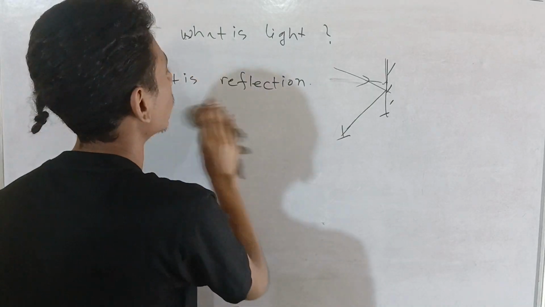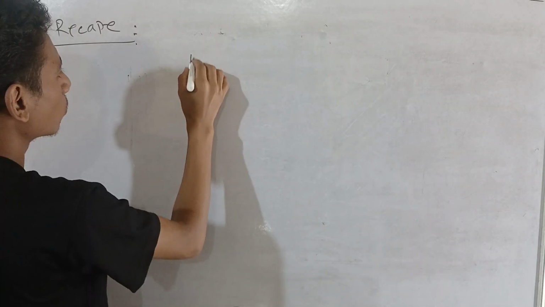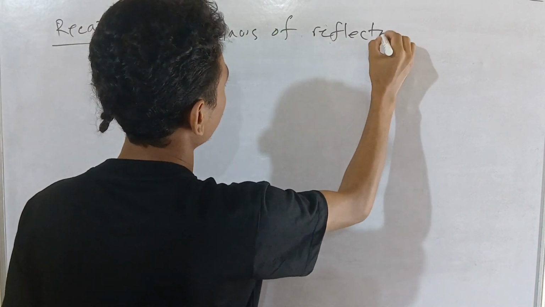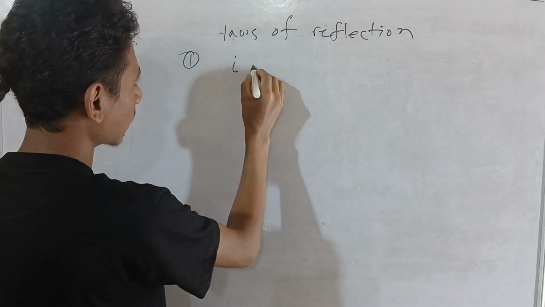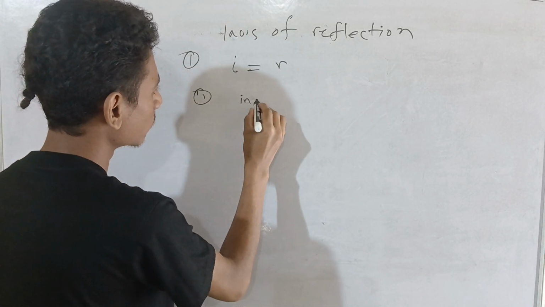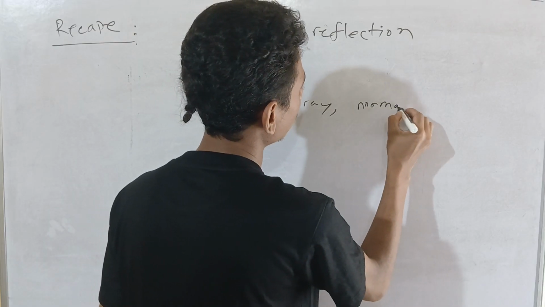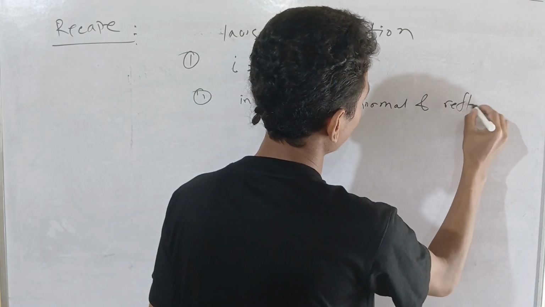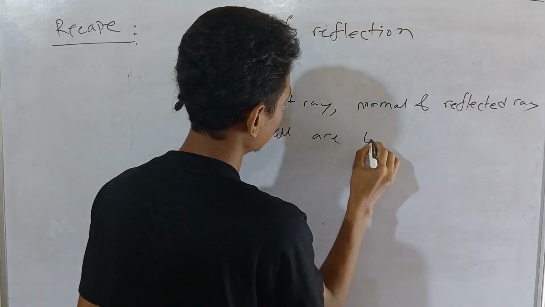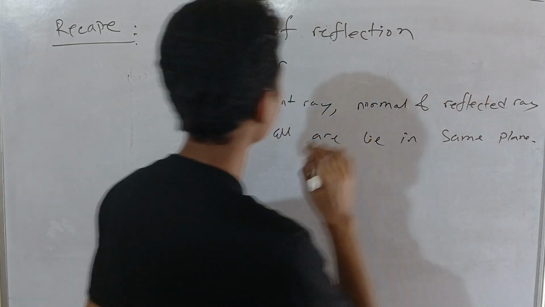Then we discussed the laws of reflection. What are the laws of reflection? There are two laws of reflection. First law is incident angle equal to reflected angle. Okay, this is our law.